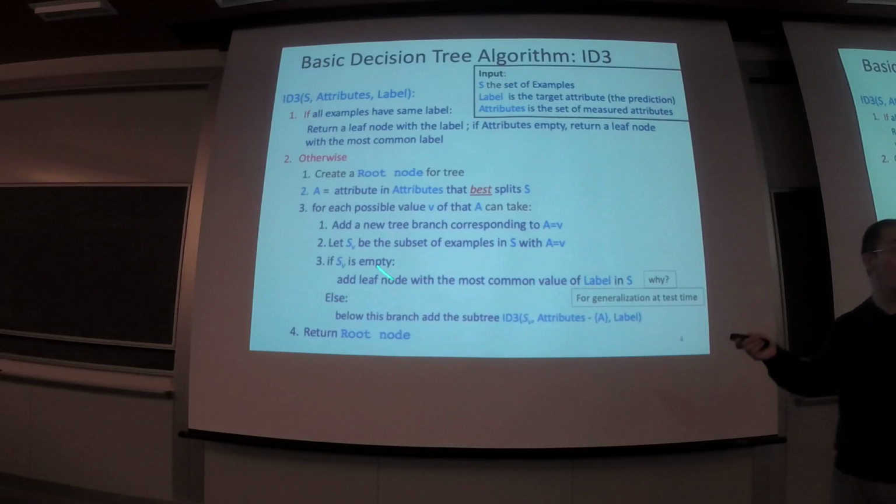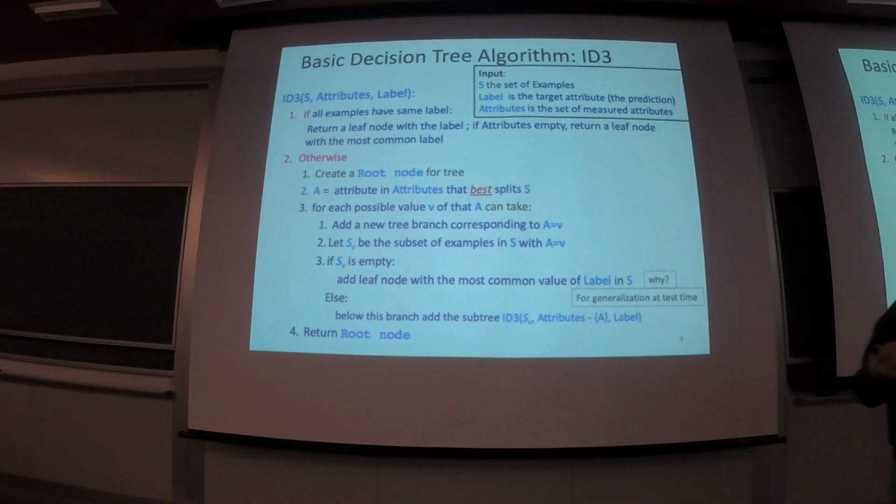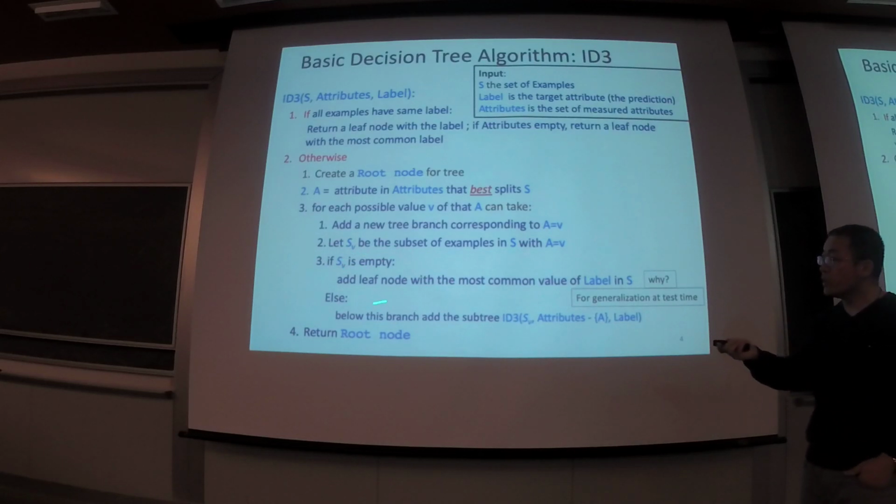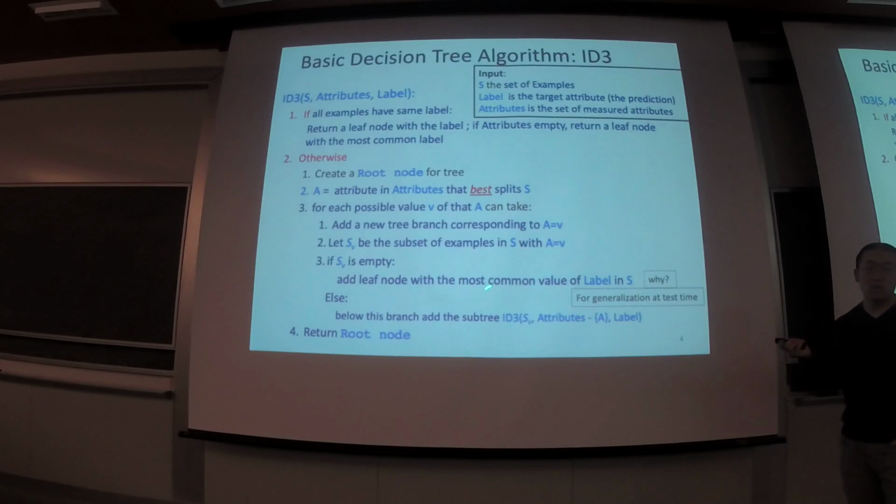So remember, this is a corner case. It's a very important corner case. Without this case, you might have some test example infeasible to be predicted with your decision tree. You're stuck at the internal node because you do not have any branch going through A equals V. So when SV is empty, we need to create a leaf node, but the label for the leaf node is just the most common value of the labels in S.